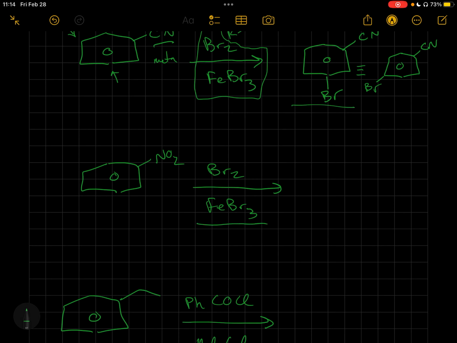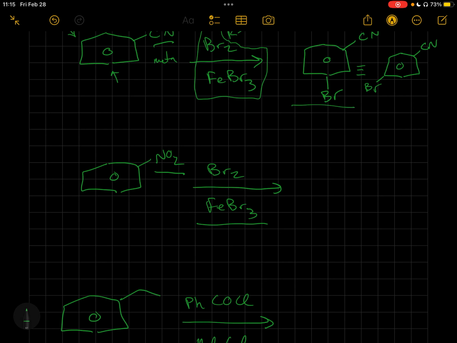Once again, we have our iron tribromide catalyst and our bromine. So we're going to be putting a bromine on the benzene. Okay. Now we have a nitro. So it's often common for students to think the nitro doesn't allow Friedel-Crafts alkylation or acylation, so we can't do any reactions with a nitro group when the benzene has a nitro attached. That's not actually the case.